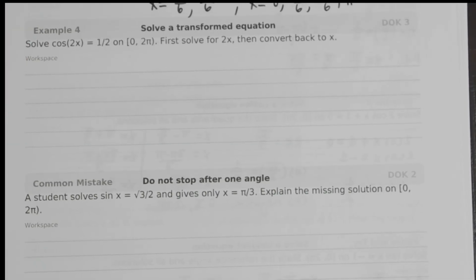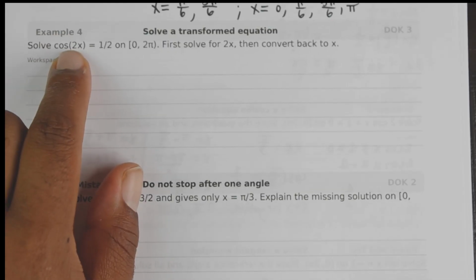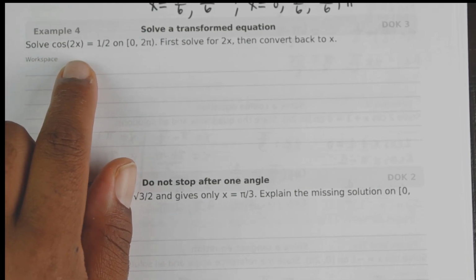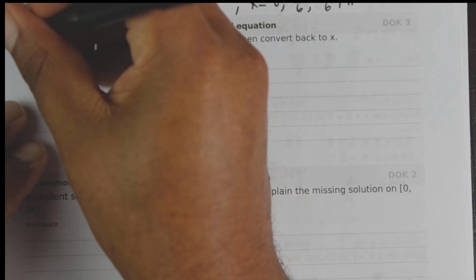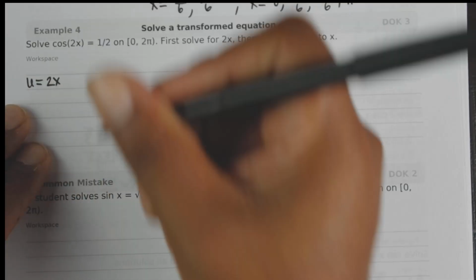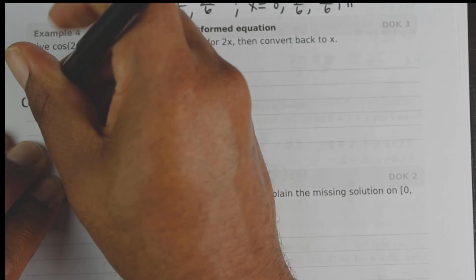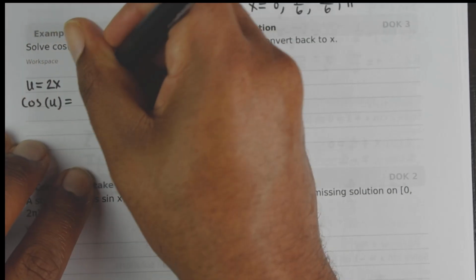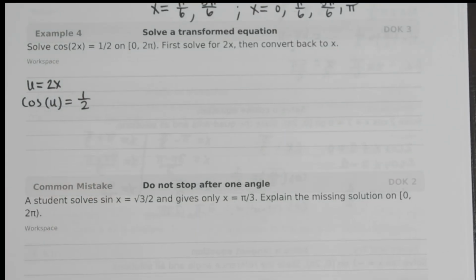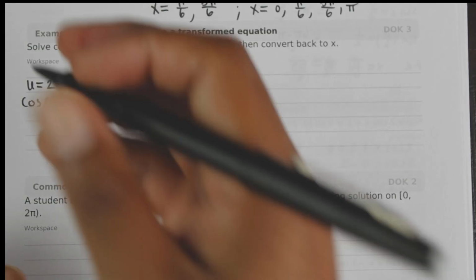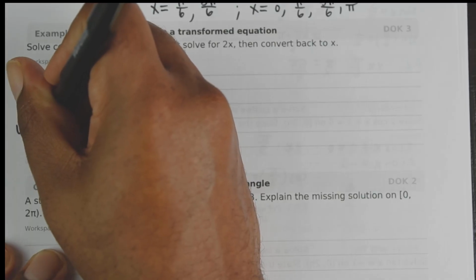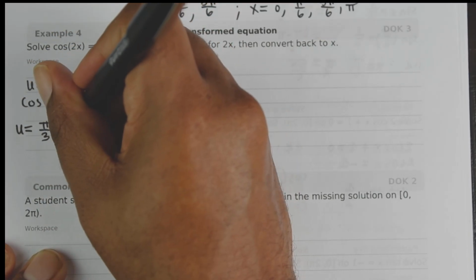Solve cosine parentheses 2x equals a half on the following interval. So this equation is different because the angle inside cosine is 2x, right? This is the angle. So theta is essentially 2x. So what we would do is write u is equal to 2x, okay? Then the equation becomes essentially cosine u equals a half, okay?